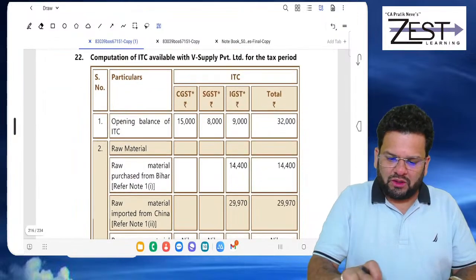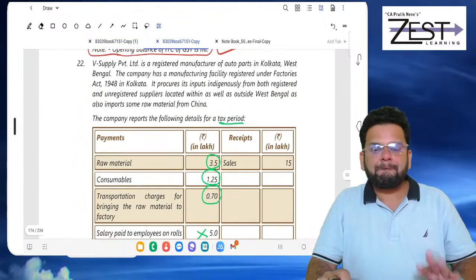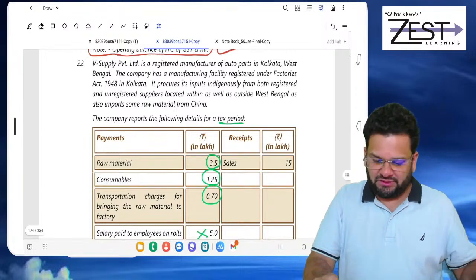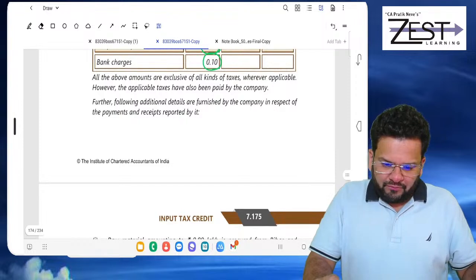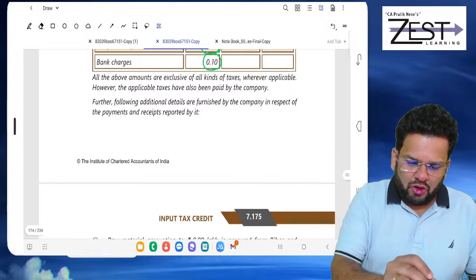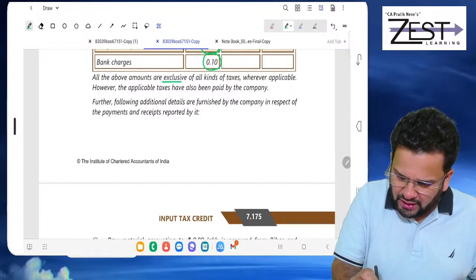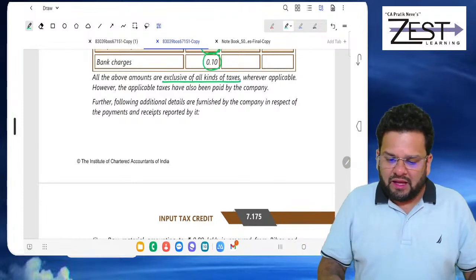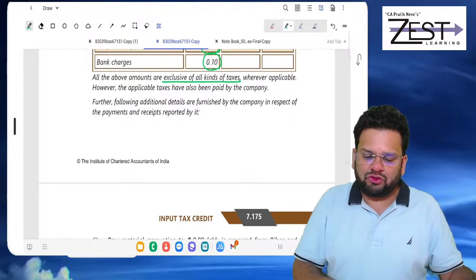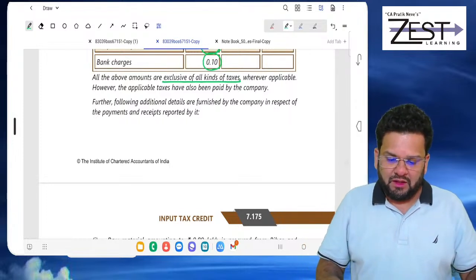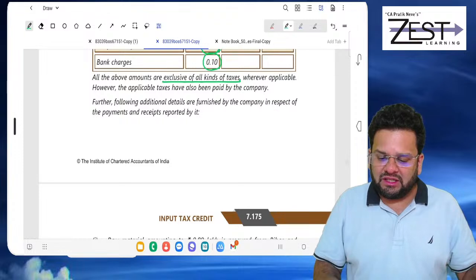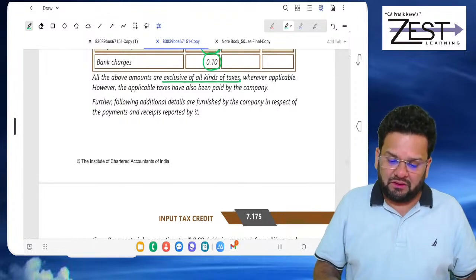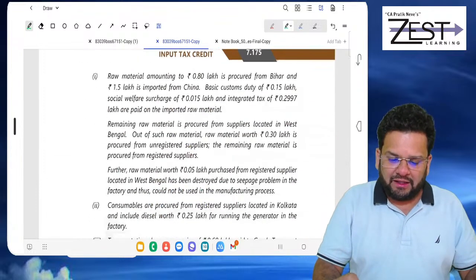Okay. So what I also feel, even if it is given in lakhs, you should do it in complete figures. All the above amounts are exclusive of all kind of taxes wherever applicable. However, applicable taxes have also been paid by the company. Further, following additional details are furnished by the company in respect of payments and receipts reported by it.